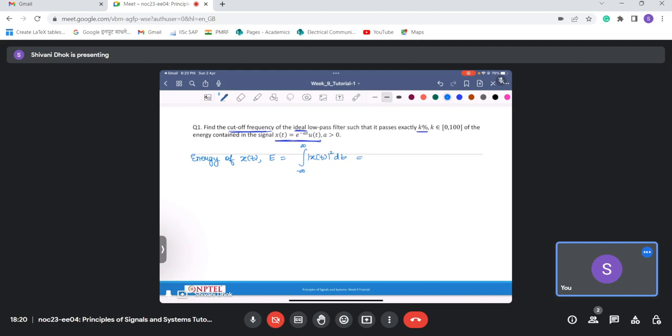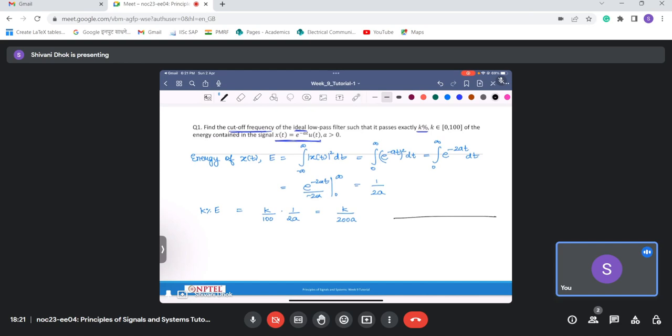Now this is equal to integral from 0 to infinity e power minus at square dt, which I can write as integral 0 to infinity e power minus 2at dt. This is equal to e power minus 2at upon minus 2a from 0 to infinity, which is equal to 1 over 2a. Therefore, if I consider k% of E, then this comes out to be k by 100 into 1 by 2a, which is equal to k upon 200a.